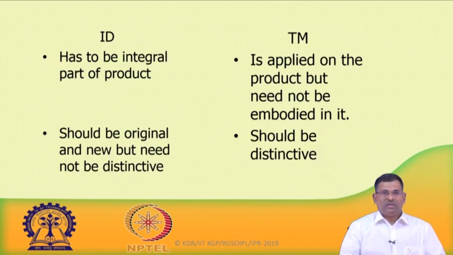And if you compare industrial designs with trademarks, designs are always an integral part of the product, but trademarks are applied on the product, but need not be embedded in that particular product. Industrial designs must be original and new, but need not be distinctive. In the case of trademarks, distinctiveness should be proved, and the trademark must be distinctive as well.